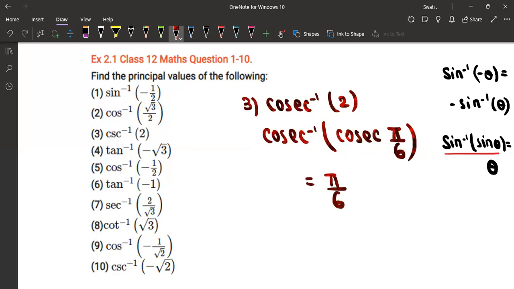And I realized one thing: for the first question we got pi by 6, for the second question also we got pi by 6, and for the third question as well we got pi by 6 only. Anyway, that was just a coincidence.